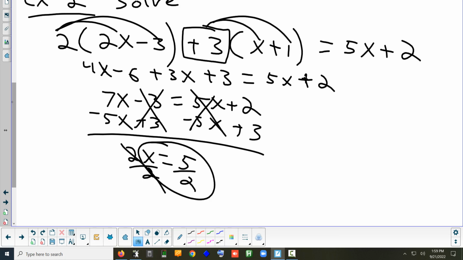Any question on the algebra to get 5 halves? Okay, so that's solving a linear equation. Not an equation I would start out with in Algebra 1, because it's got a lot of steps to it. But at this point, hopefully you're pretty comfortable with those steps.